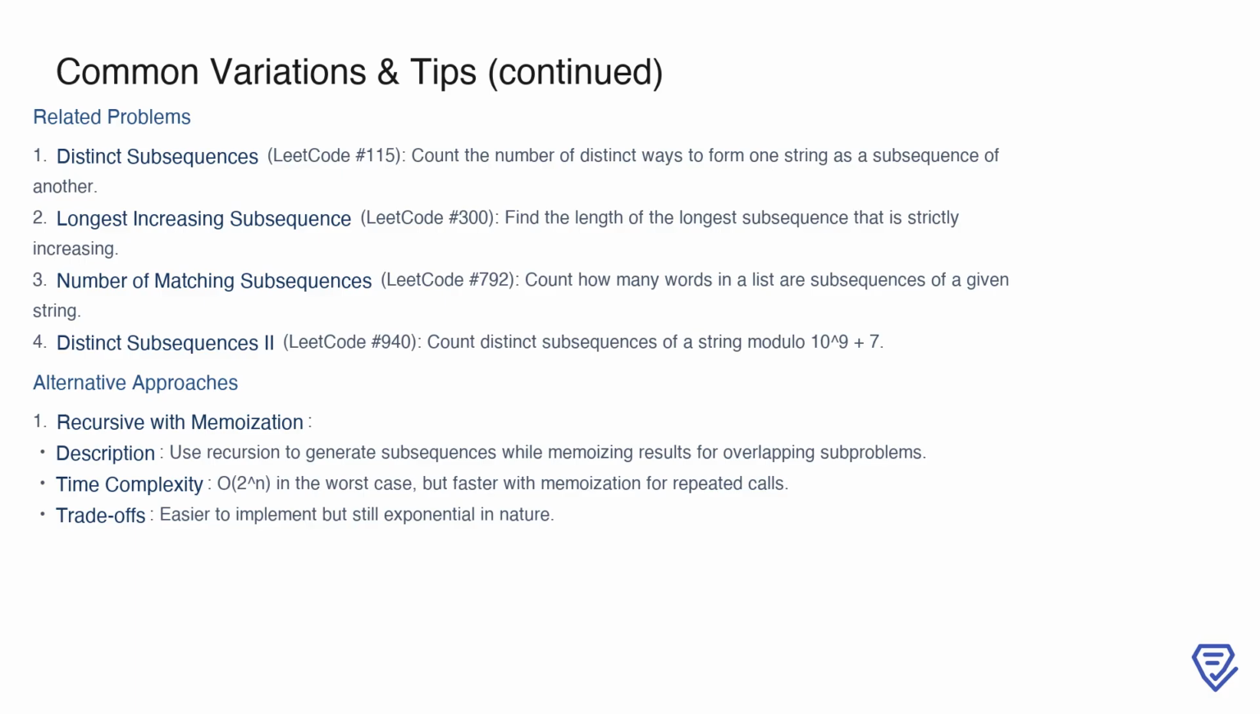Of course, this brings us back to LeetCode number 940, distinct subsequences 2, which requires counting distinct subsequences modulo 10 to the power of 9 plus 7. When tackling these, you might explore alternative approaches. For example, using recursion with memoization allows you to reuse results for overlapping subproblems, improving efficiency compared to plain recursion. However, this approach still has exponential complexity in the worst case, so consider the trade-offs.